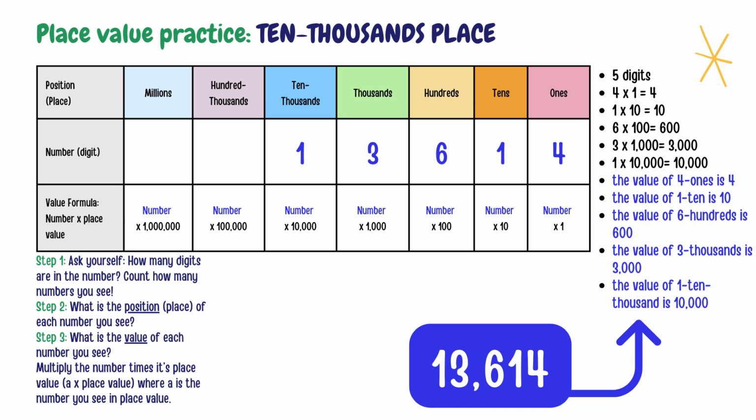Here we have the 4 in the ones place, a 1 in the tens place, a 6 in the hundreds place, a 3 in the thousands place, and another 1 in the 10,000s place. Step 3, what is the value of each number you see?